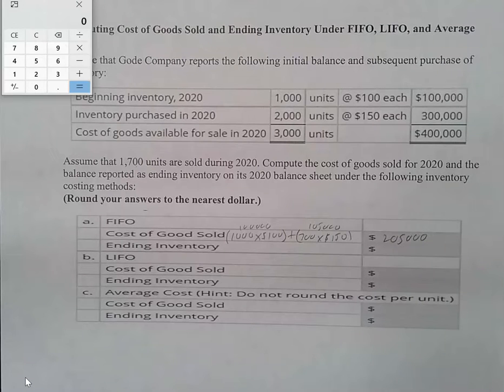So we've got that answer, but we also have to calculate ending inventory. Well, let's see here now. We said that we had 3,000 units that were available in total for sale. And so what we did, to get the cost of goods sold, was we burned through all 1,000 of these, and then we burned through 700 of these. So that means that we have 1,300 of this inventory purchase that is going to make up our entire ending inventory. So 1,300, that's the 3,000 total units available for sale minus the 1,700 that we sold, times $150 each, gives us $195,000.